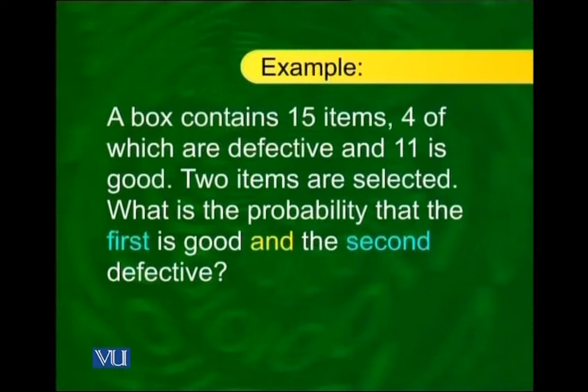A box contains 15 items, 4 of which are defective and 11 are good. 2 items are selected. What is the probability that the first is good and the second defective? Students, you noted that in the problem we just presented, the statement is: what is the probability that the first item selected is good and the second is defective? This "and" indicates that we are talking about the joint event A intersection B, where A represents the event that the first item selected is good and B represents the event that the second item selected is defective. The crux of the matter is that the word "and" indicates that we are talking about the joint event and the multiplication theorem of probability.